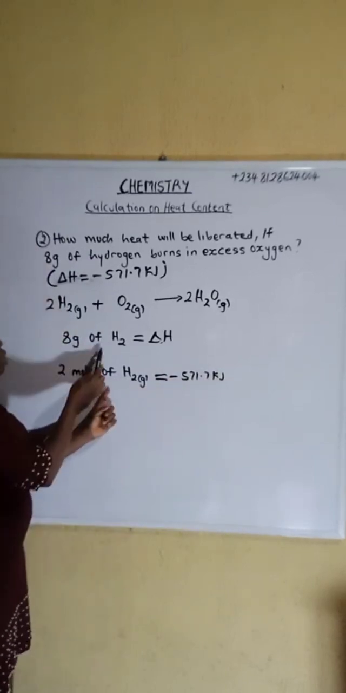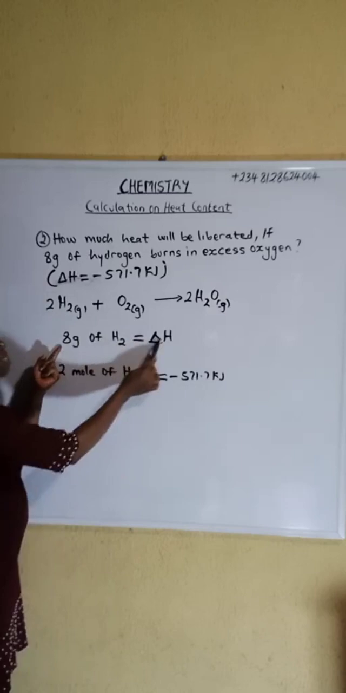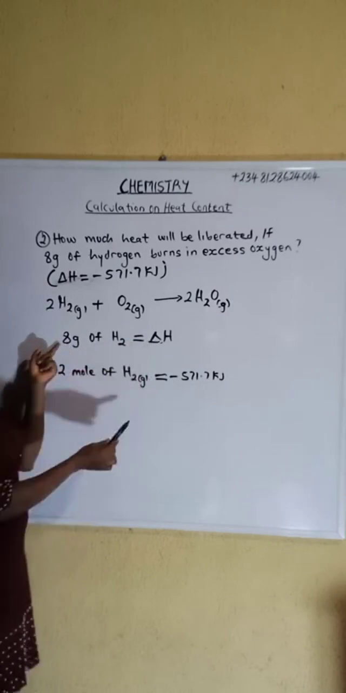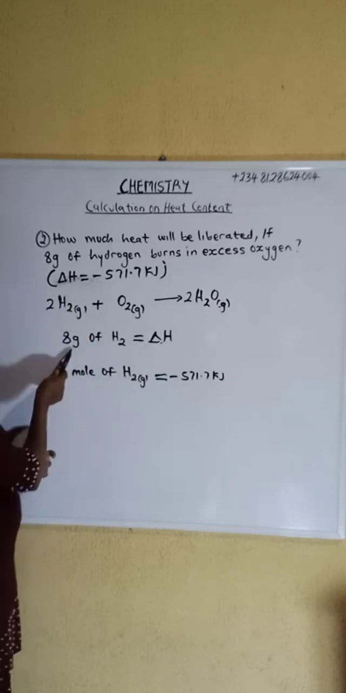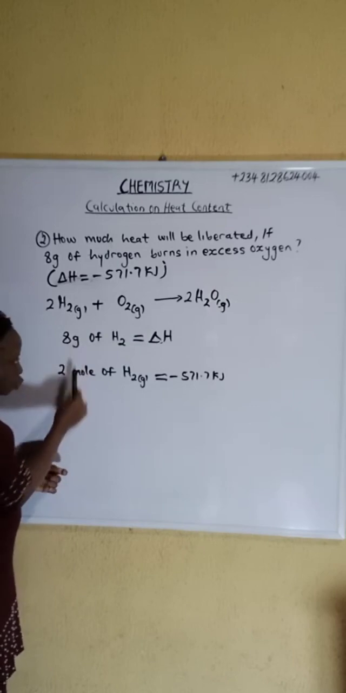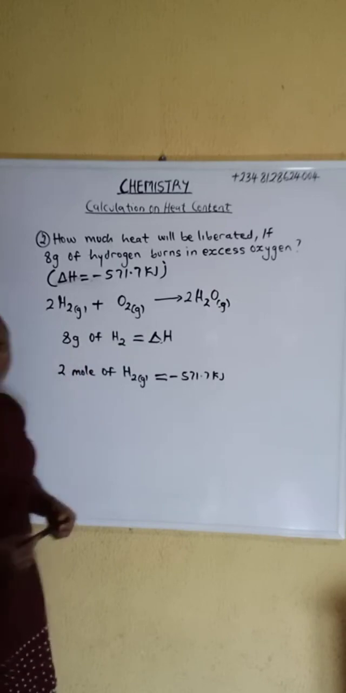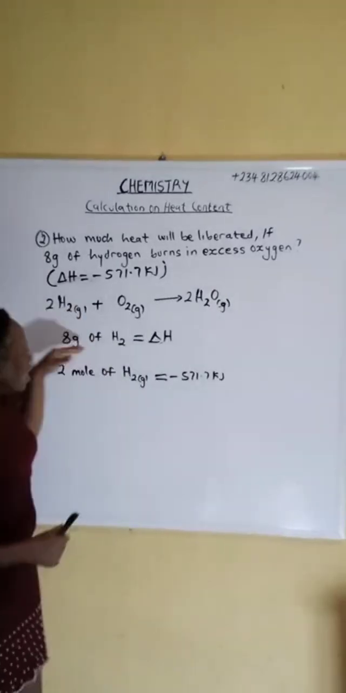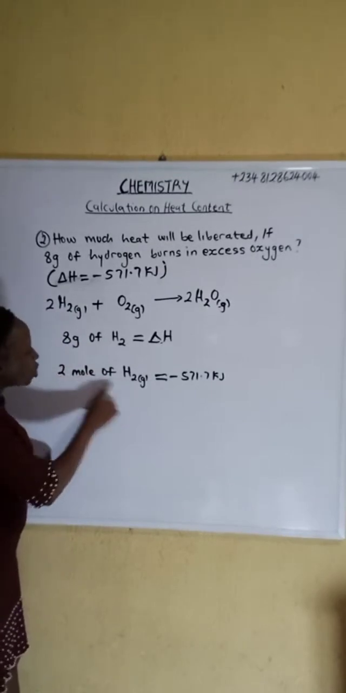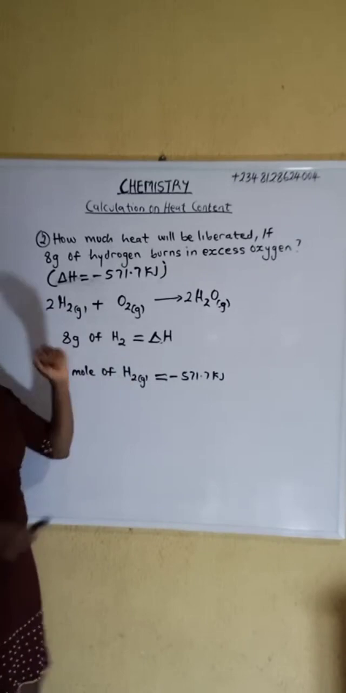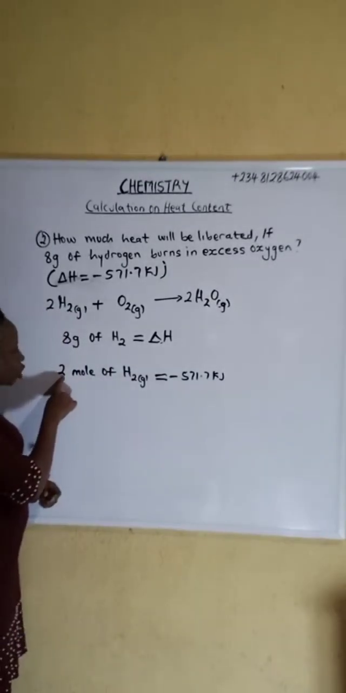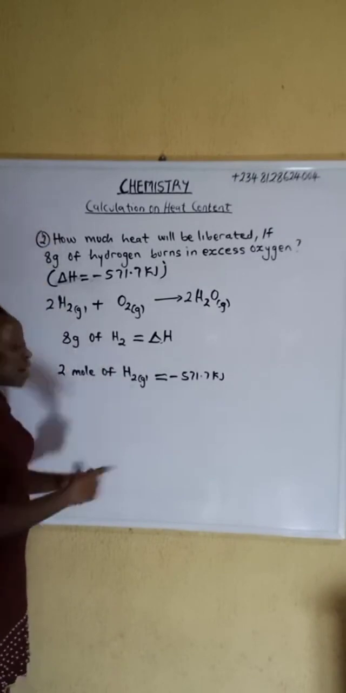Now, what are we looking for? We are looking for the amount of heat liberated by 8 grams. When you look at this side, this one is in grams, while this one is in moles. You have to make the units equivalent. So you convert these 2 moles of hydrogen gas to mass in grams.